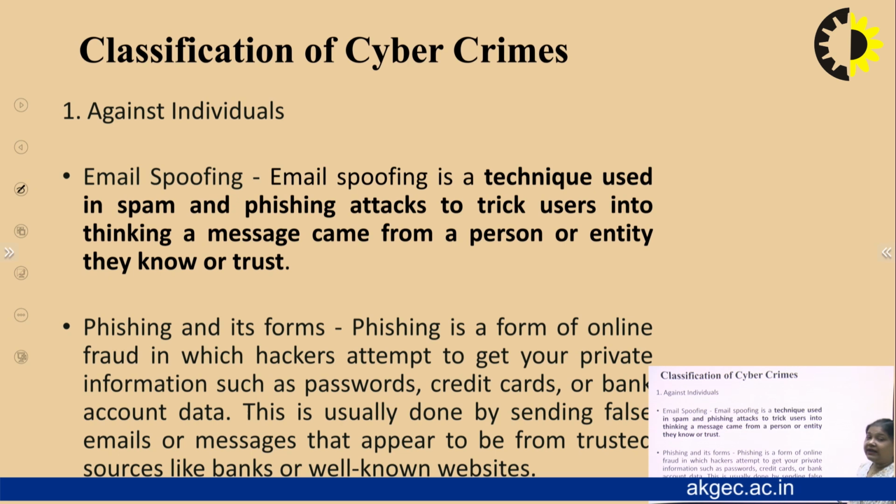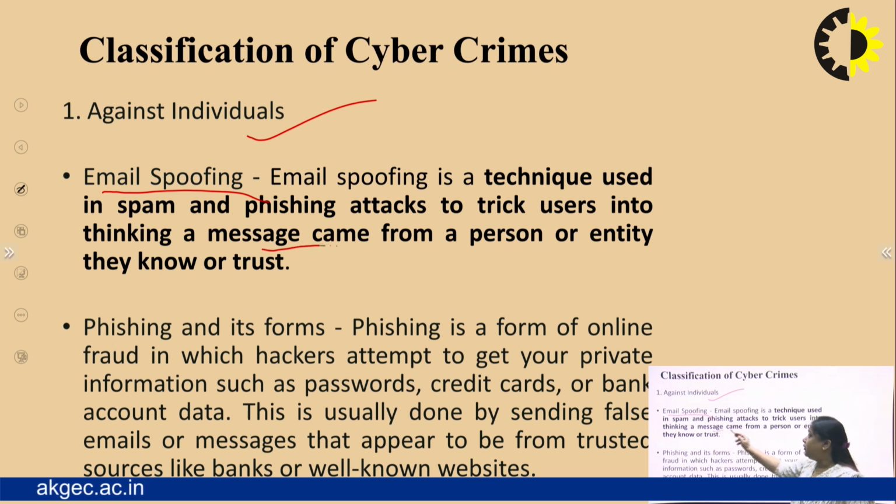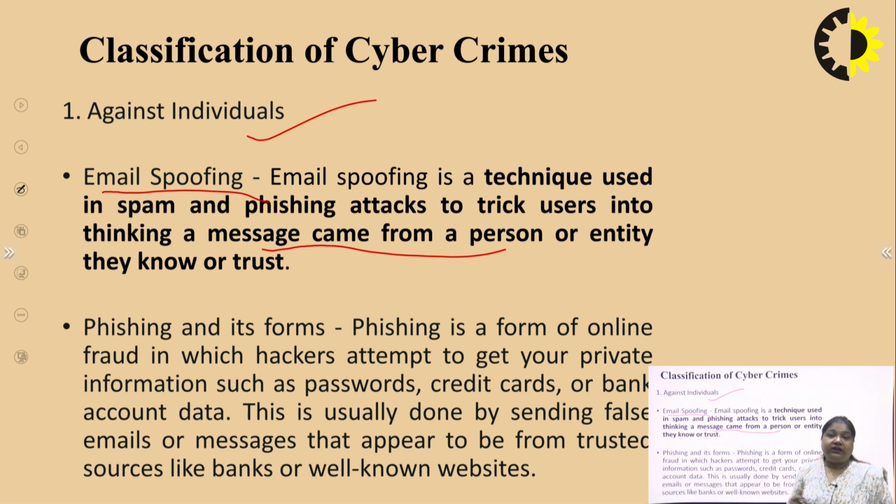Now there are some classifications of cyber crimes. Cyber crimes can be done against individuals, and when we talk about individuals, there is something called email spoofing. Email spoofing is a technique used in spam and phishing attacks that tricks users into thinking that if some message comes from a person, it comes from a trustworthy person.